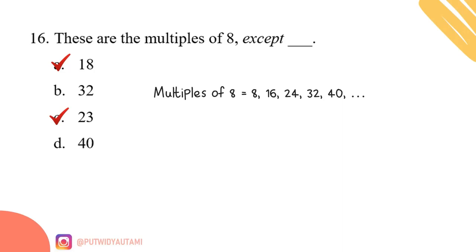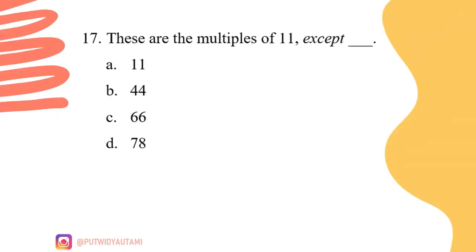Number 17. These are the multiples of 11, except it's easy. The multiples of 11 are always twin numbers, like 11, 22, 33, 44, 55, and so on. So, which is the number that's not a twin number? Yeah, it's 78. Pretty good.